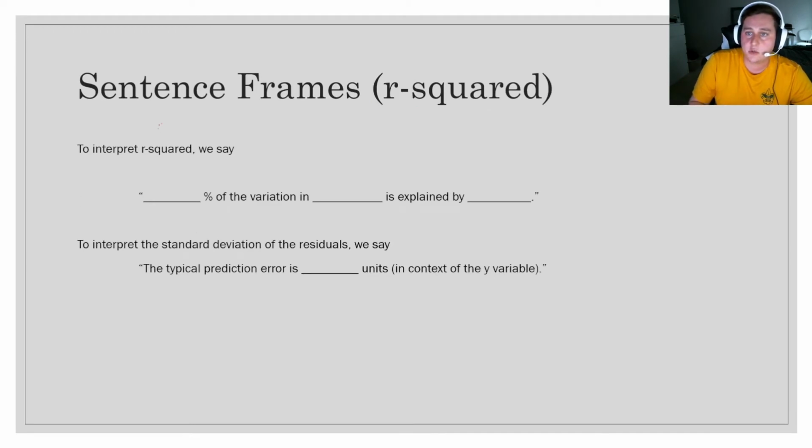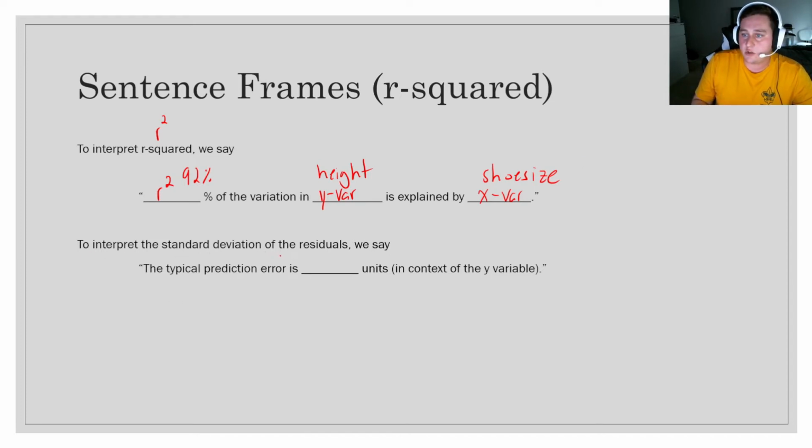Here's the sentence frames. To interpret r squared, we say fill in the blank percentage, so this is the actual value for r squared, of the variation in the response variable, so in this case the y variable, and make sure to include context. Don't just say y variable, you're going to lose points on the AP exam, is explained by the x variable. So in my made-up example that I've been using, let's just make up an r squared value. How about 92%? 92% of the variation in height is explained by shoe size. Okay, so there's an example of that.